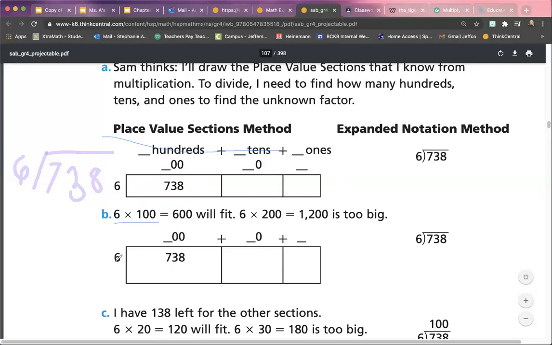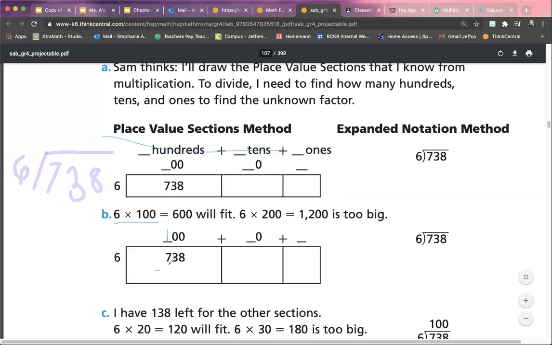So because we have a 6 and we're multiplying it by 100 here, the first thing you do is figure out how many times it can go into my hundreds place. Well, it can only go in 1 time. So up here, we're going to have a 100. On yours, go ahead and write a 100. And then we know for sure that 6 times 100 is 600.